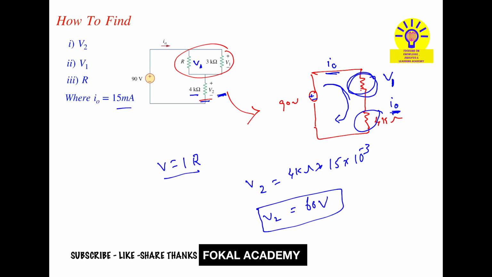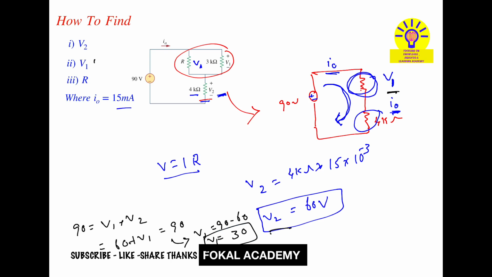So in the loop, the sum of all voltage drops equals the source voltage. That is, the source voltage is 90 volts, which is equal to the sum of all voltage drops, that is V1 plus V2. V1 we want, V2 we got as 60 volts. That is 60 plus V1 equals 90. So V1 equals 90 minus 60, that is equal to 30. So this is the V1 voltage.